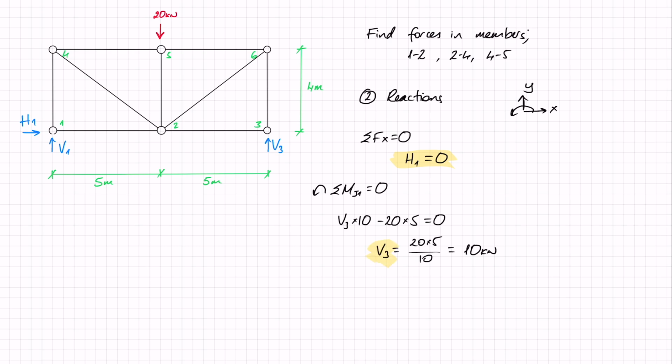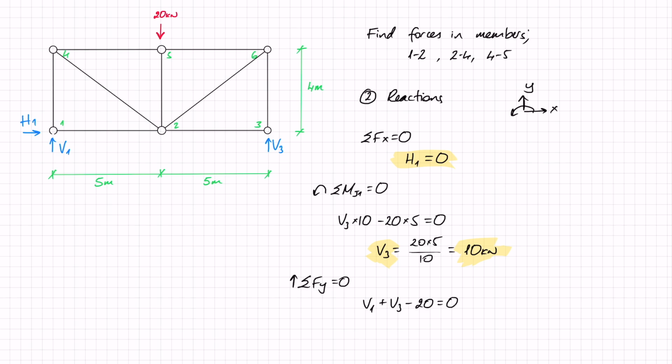which equals 10 kilonewtons. I can now go on to do the sum of forces in the y direction equals 0, with this being my positive direction. Here I have V1 plus V3 minus 20 equals 0. So V1 is going to be 20 minus V3, which I just found is 10, and that leaves me with 10 kilonewtons.